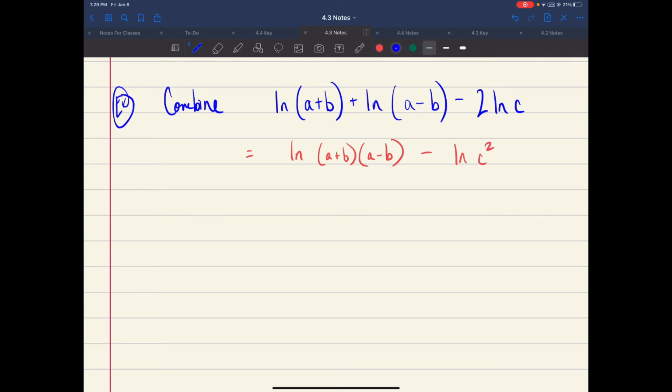In the first log, I have a plus b times a minus b. That is a difference of squares, so I can combine that to make it a squared minus b squared. And this minus natural log of c squared means the c squared is going to be in the denominator. So I'm using laws 1, 2, and 3 in this example.